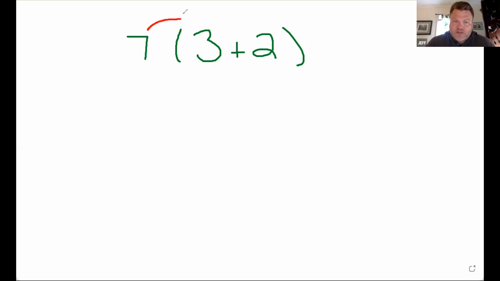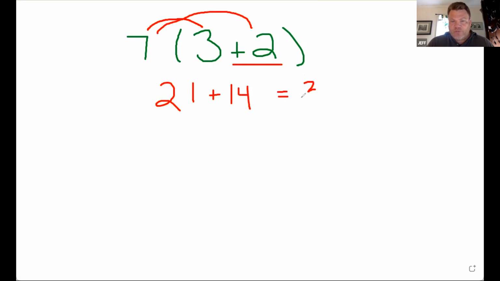So instead of 3 plus 2 becoming 5 and 7 times 5 is 35, we can jump the fence and do 7 times 3, which is 21. And then 7 times positive 2. If this was minus 2, it'd be negative 2. And that would be positive 14. Add the parts together and still get 35. So both ways are the same thing.